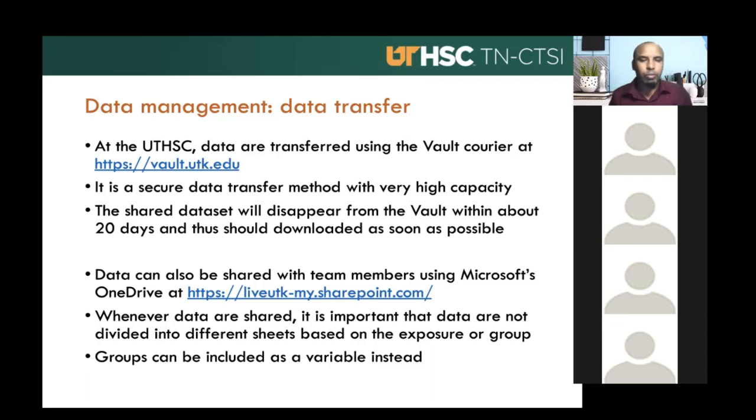When you try to combine those kinds of data in software, it consumes a lot of time if you have to convert so many variables like that. So whenever data are shared, it's very important that they are first combined before they are shared. It's just copy and paste if the variable names are the same. Group can also be included as a variable instead. We'll see that in the next slide.